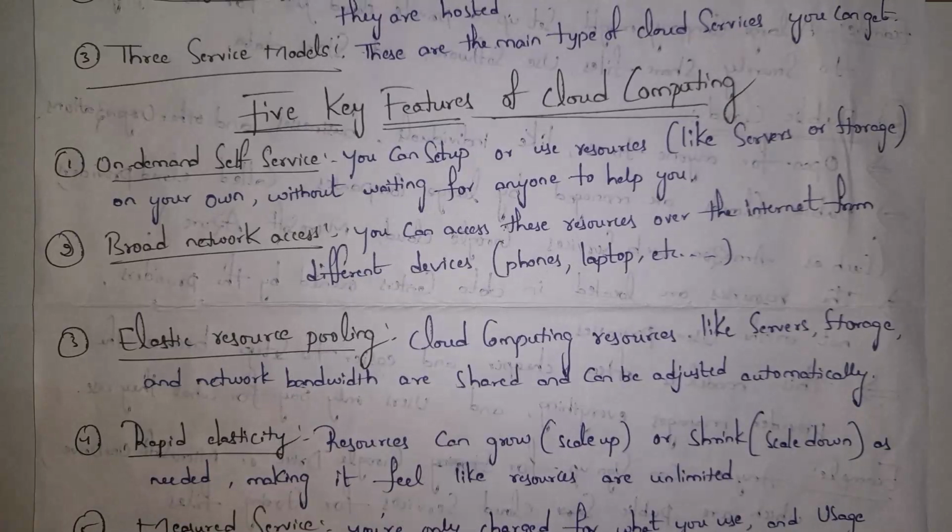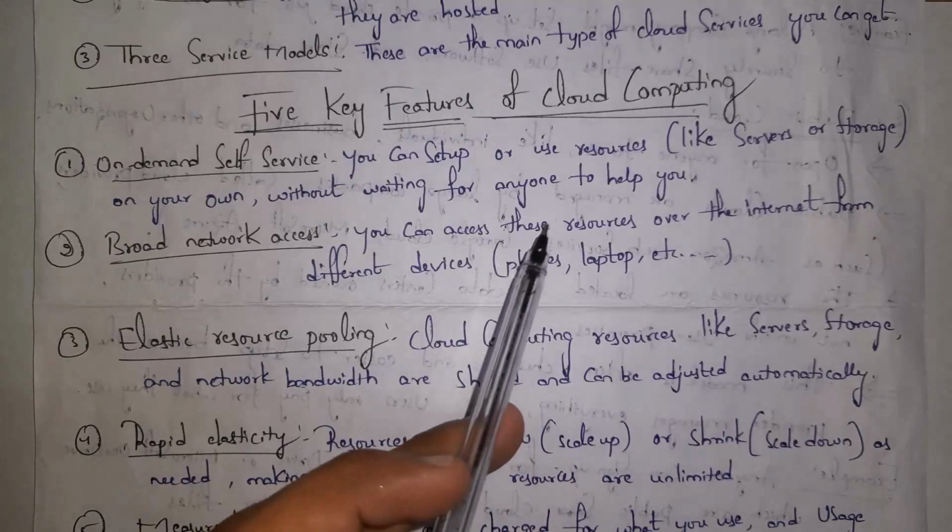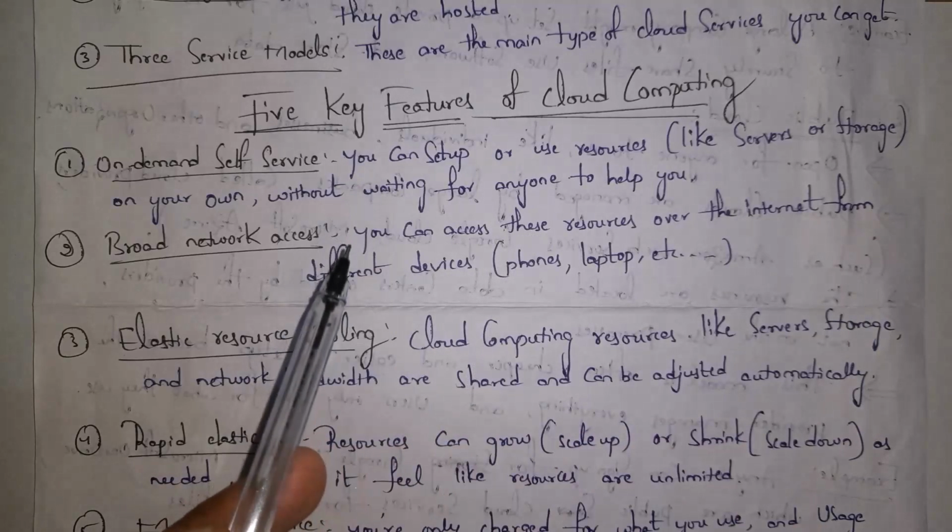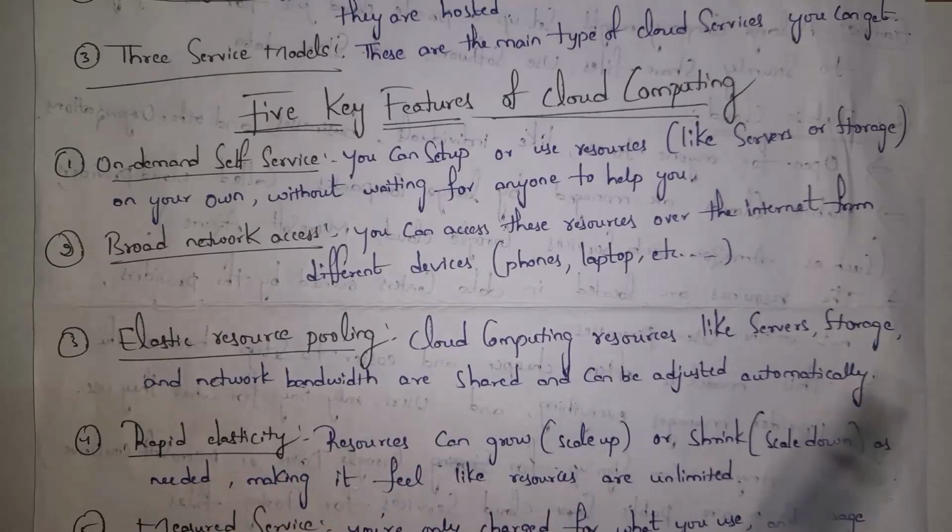And the second one is broad network access. Guys, by using any device, you can open cloud. For example, if you consider the AWS website, by using any device, I can open the AWS website. You just need an internet connection, that's it. So in cloud, you can access resources over the internet from different devices like phone, mobile, desktop, etc.